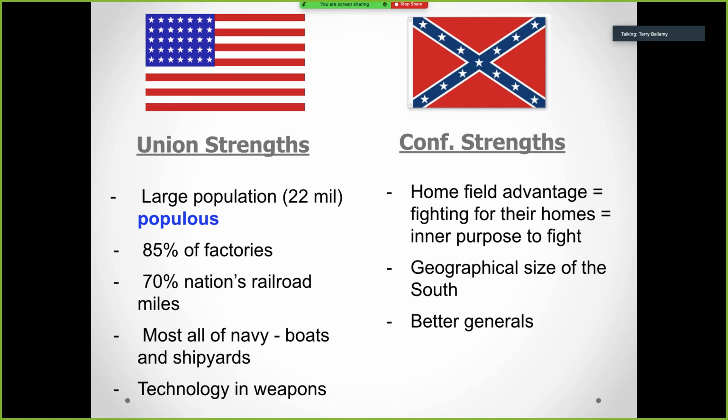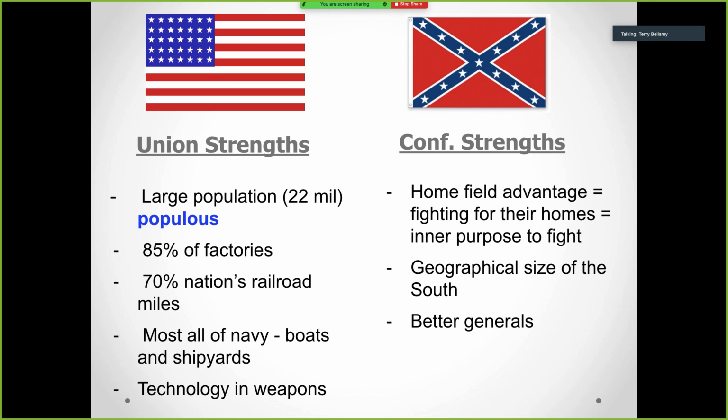70% of the nation's railroad. Who cares? What difference does that make? You move your materials a lot easier. If you've got an army of 80,000 men and you need to move them, instead of marching them 60 miles, put them on the train if it's going the right direction. Trains have limited usefulness because they only go where the tracks take them, but it's a lot easier to move stuff around the country. Most of the Navy and all of the shipyards and better technology in the weapons.